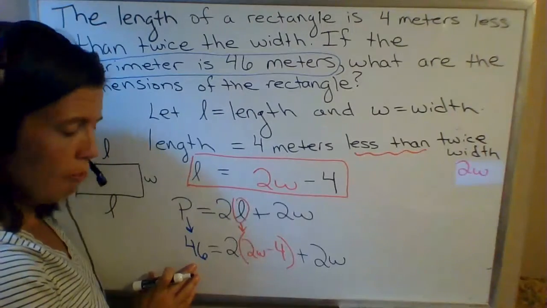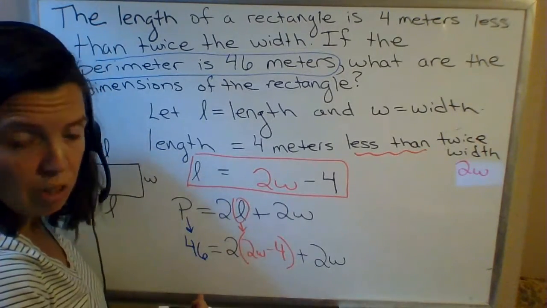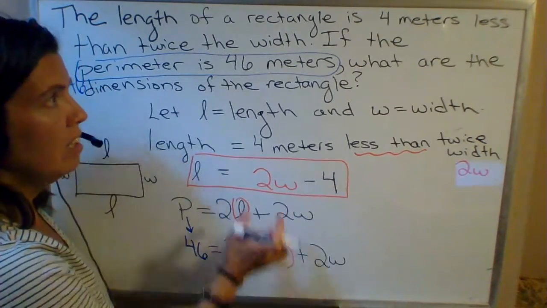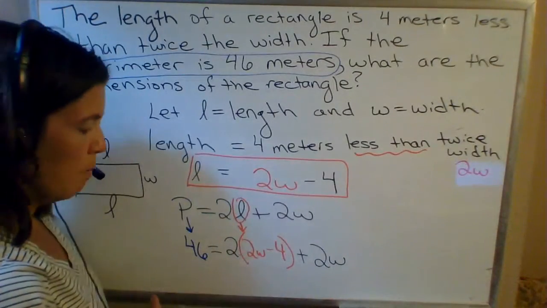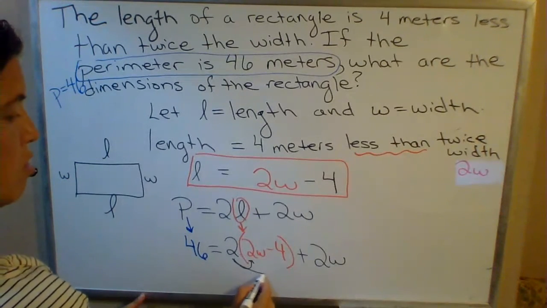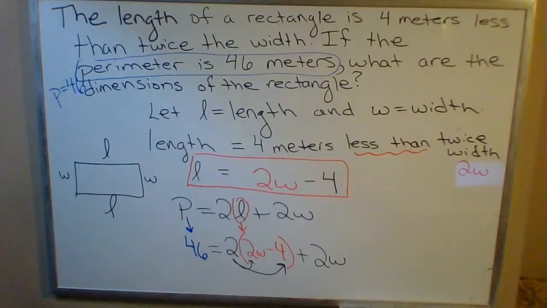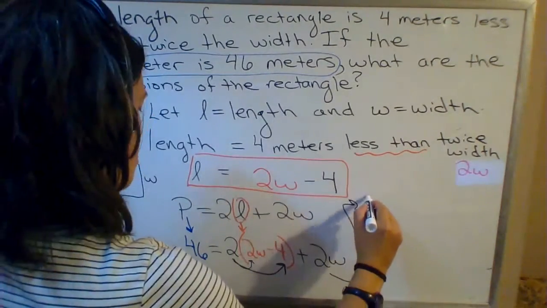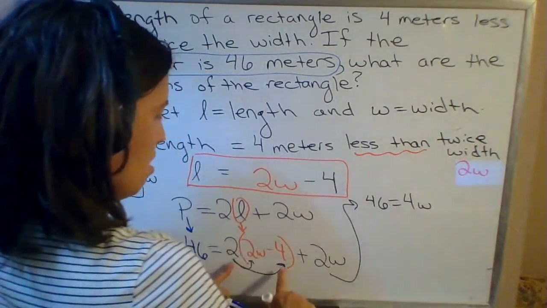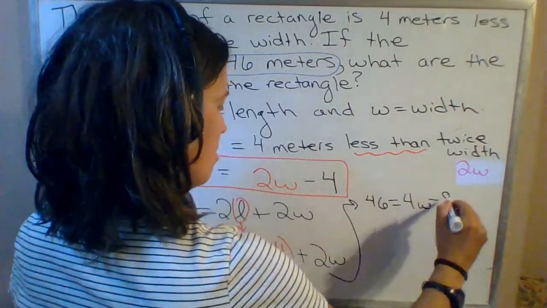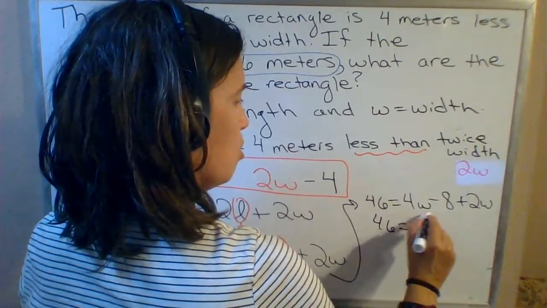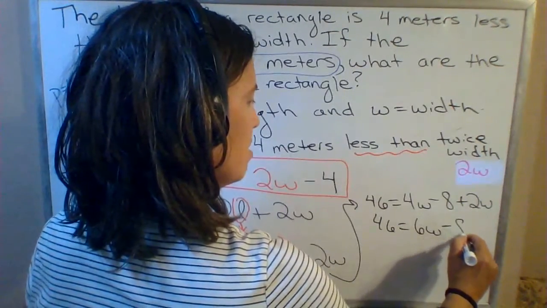So in order to be able to solve, we need to narrow it down to just an equation in terms of a single variable, which is what we've done here once we replace the length with that expression from the first sentence, 2W minus 4. Okay, so now we can solve this equation for W. The way to do that would be to first distribute this 2 and then combine like terms. So this equation becomes 46 equals 2 times 2w, so that's 4w, minus 2 times 4, so that's 8, plus 2w. Okay, so 46 equals 4w plus 2w, so that's 6w minus 8.